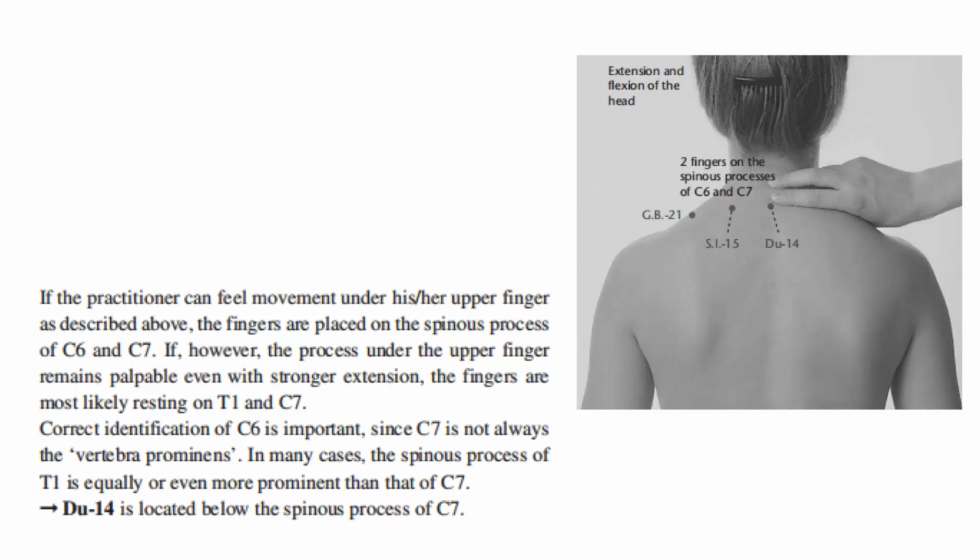Correct identification of C6 is important, since C7 is not always the vertebra prominence. In many cases, the spinous process of T1 is equally or even more prominent than that of C7. DU14 is located below the spinous process of C7.